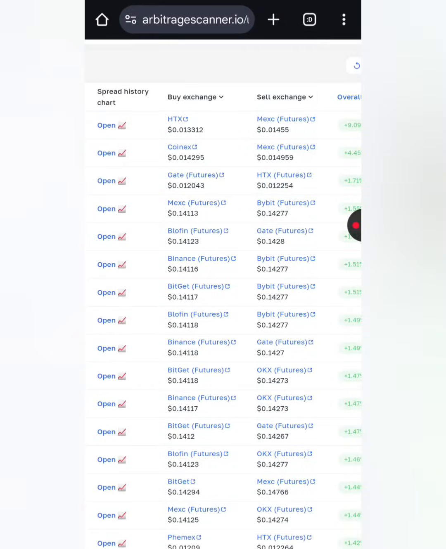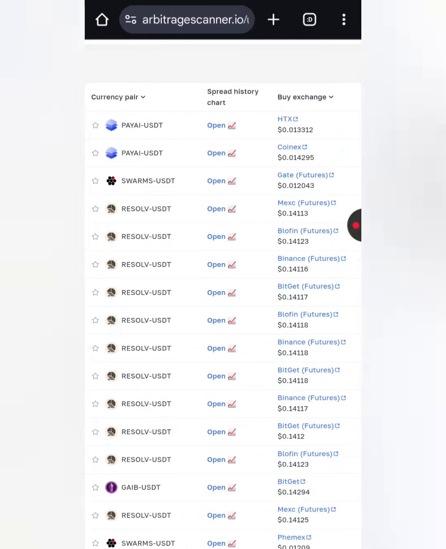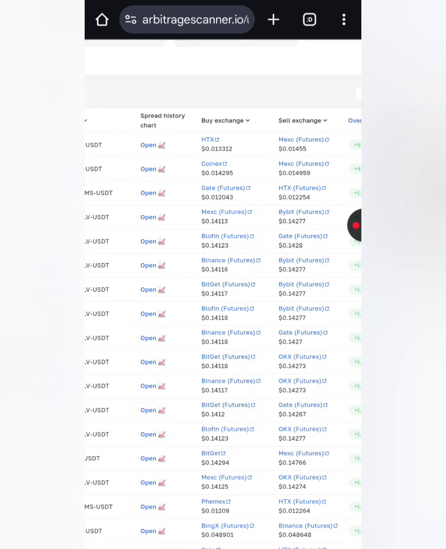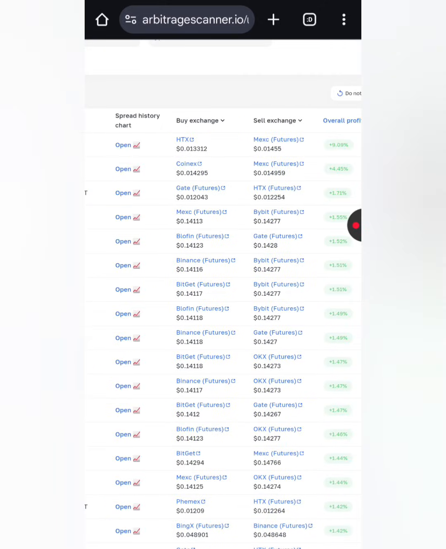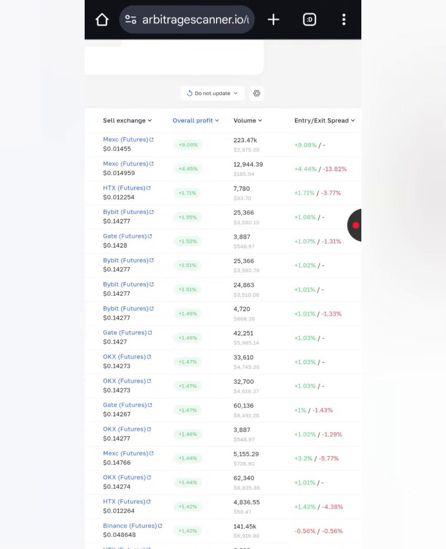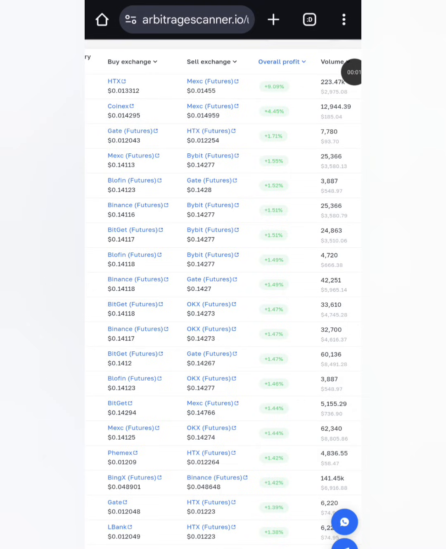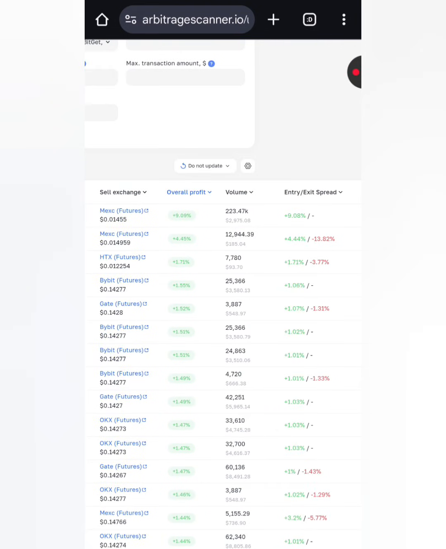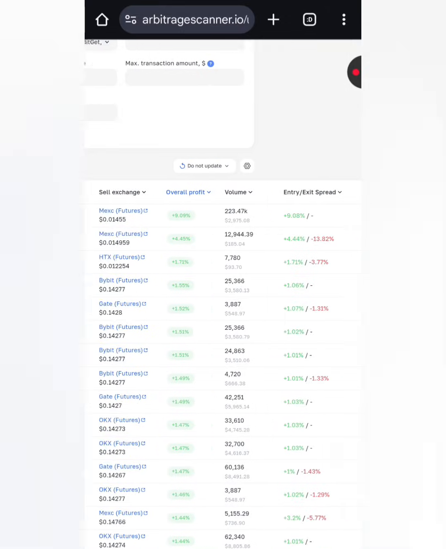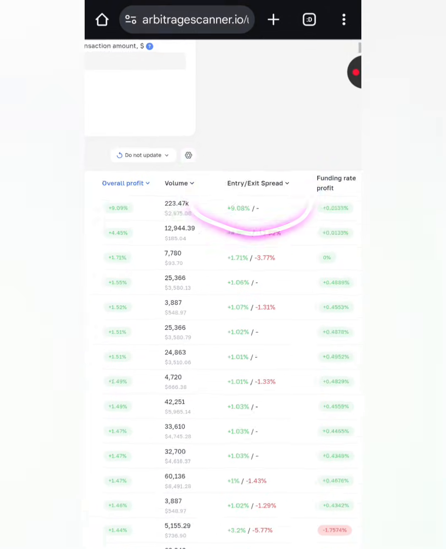All right, and there are a lot of opportunities on it right here on your arbitrage scanner. So if you've been trading the futures market and you actually understand this very well, you can use the arbitrage scanner to get this type of arbitrage opportunities and actually perform them. Now, one thing you need to also check before you actually dive into this type of arbitrage, and one thing I really like about the arbitrage scanner, is the entry slash exit spread right here.